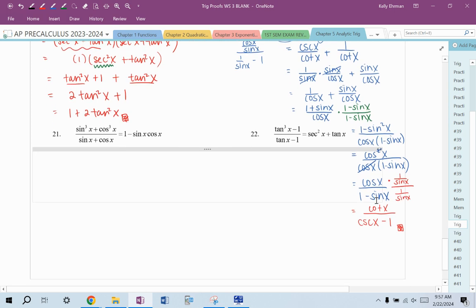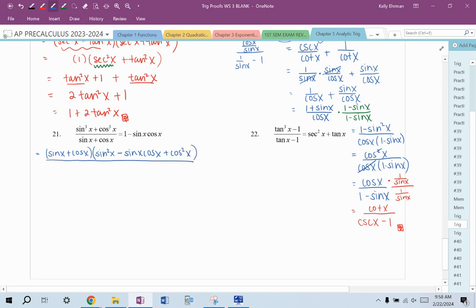All right, last two problems. So anytime I see powers higher than 2, I should be factoring. And this is a sum of two cubes. So let's make this sine x plus cosine x. And then the rest of the cubes formula is sine squared x minus sine x cosine x plus cosine squared x. All of this is over sine x plus cosine x.